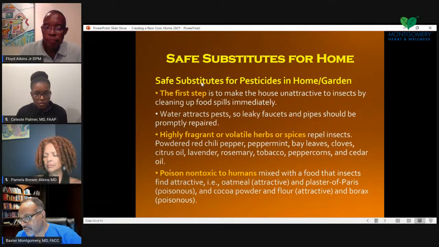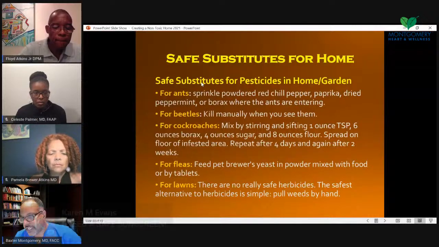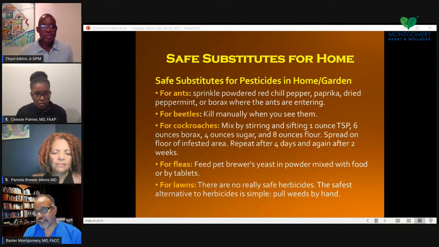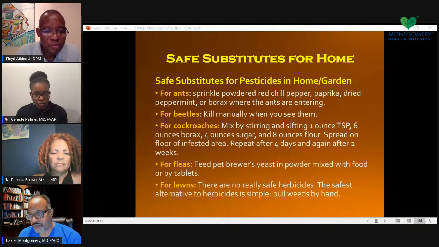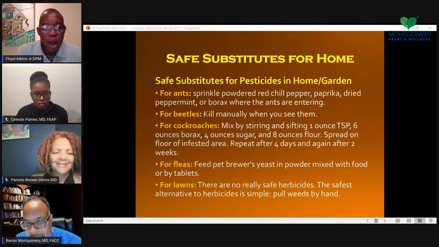This is an interesting question from Karen Evans: I need a safe sunscreen. The question is, is there a safe sunscreen? Should we be using sunscreen? As you go through your slides, keep going through those slides. I want everybody to have a look at them, because even though we're talking about questions, they can at least go back, freeze the presentation, and make notes on these slides. So if you can keep going through your slides, that'd be great. Anybody want to address that question about the sunscreen?